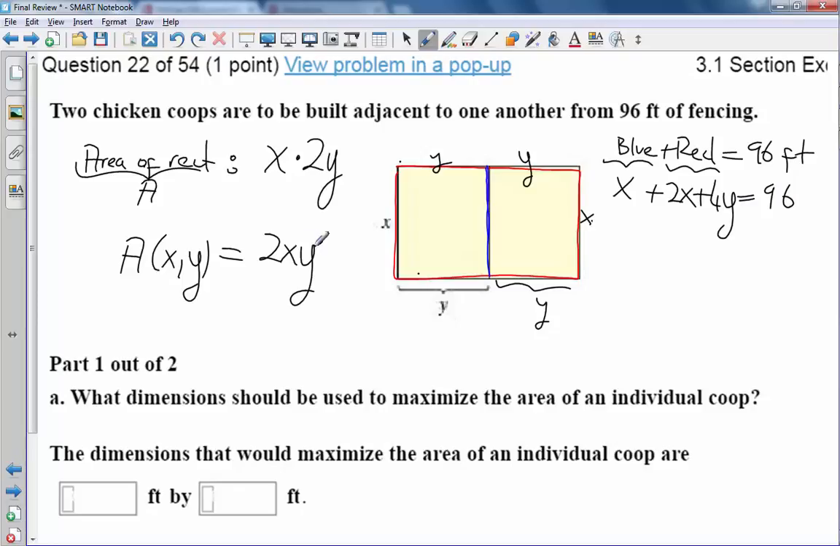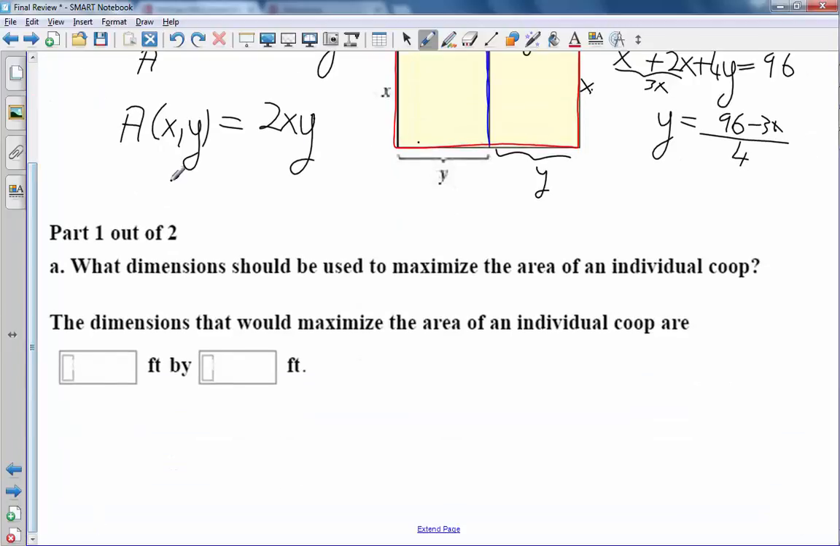I said I don't like to see y, I like my functions with x, so I'm going to isolate y and solve for it. This is 3x by the way. I will subtract 3x from both sides and divide by 4. That's my y, and that's what I'm going to enter here. So the area function will only have a single variable if you replace this y by what you just found.